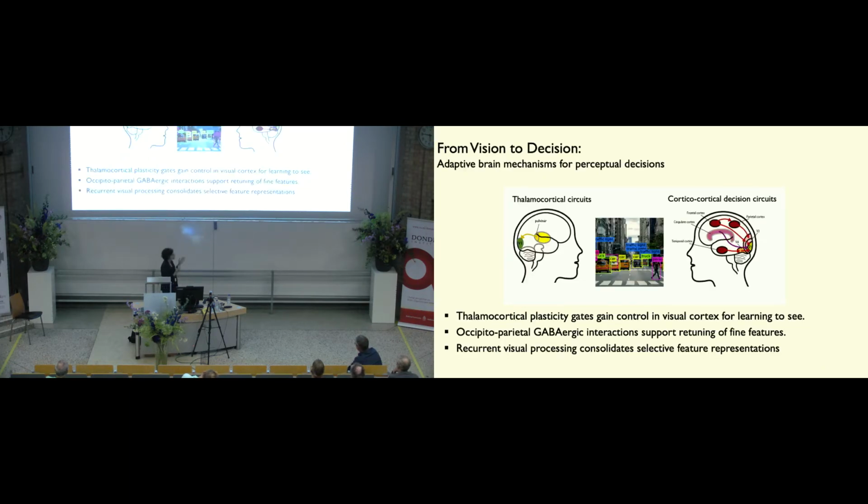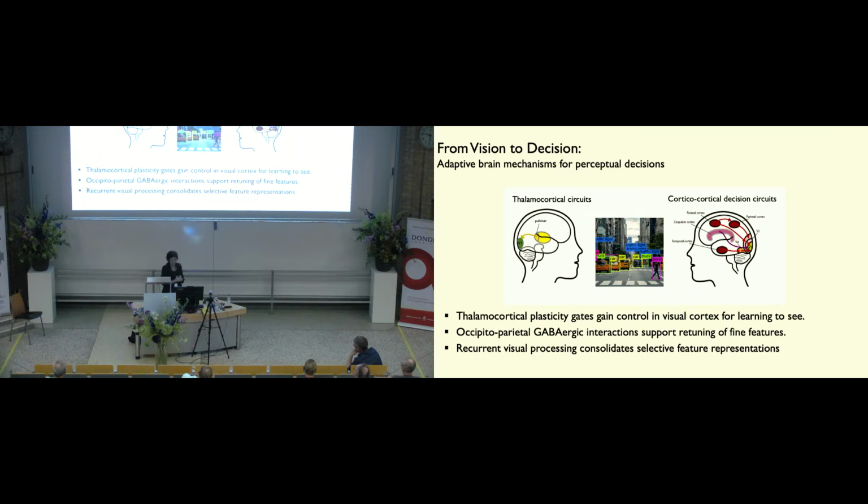And so to summarize, when we look at going from vision to perceptual decisions, we see first thalamocortical circuits and interactions that support our ability to detect targets in clutter, and then for fine discrimination of this information that leads to recognition of objects. The information is taken further by occipital-parietal circuits that through recurrent processing consolidate these very selective feature representations that then drive and improve our decisions through training.